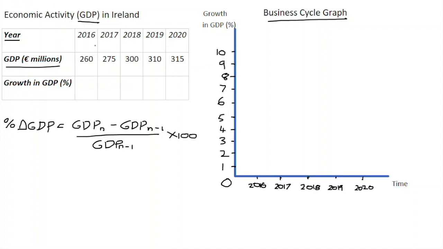So if we look at the figures up here, we have GDP for 2016 of 260 and for 2017 of 275. So placing these in our formula, the 2017 figure becomes the current year for GDP, which is 275. So we'll slot that in, 275 minus GDP in the previous year, 2016, and that is 260 billion. So 260 here. That is all divided by GDP in the previous year, which is still 260, the N minus 1, 260, and we multiply that by 100.